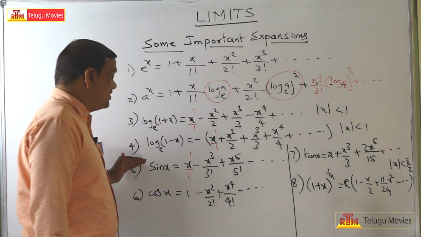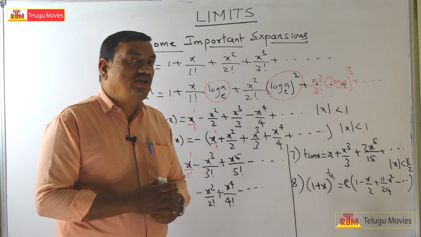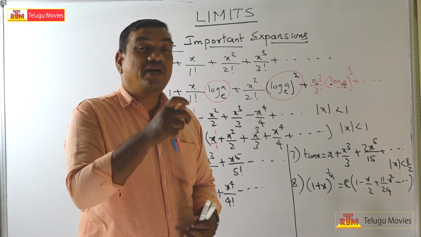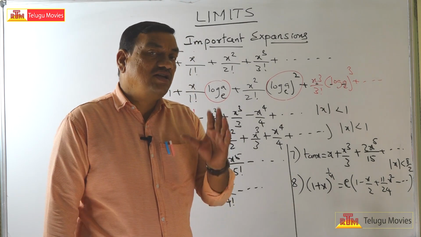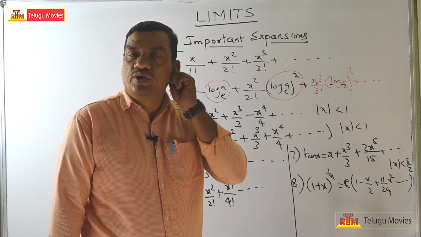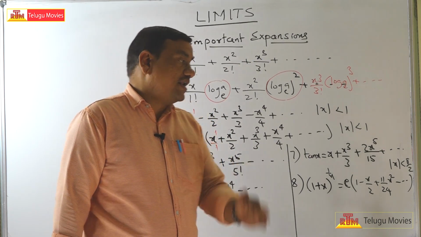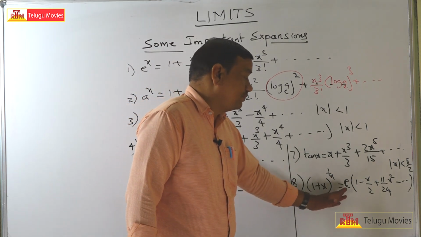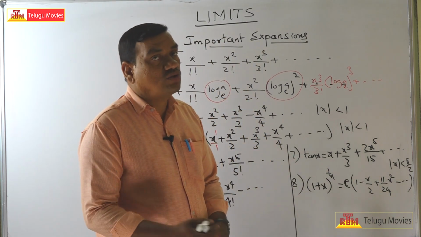So like that, for sin x, cos x, tan x expansions, don't just read the expansions, write them on a paper. Generally, students just read the expansions. That's not the way. You write it on a paper, then you can understand and remember easily. The last expansion is (1 plus x) whole power 1 by x, equal to e into (1 minus x by 2 plus 11 by 24 x square minus, and so on).